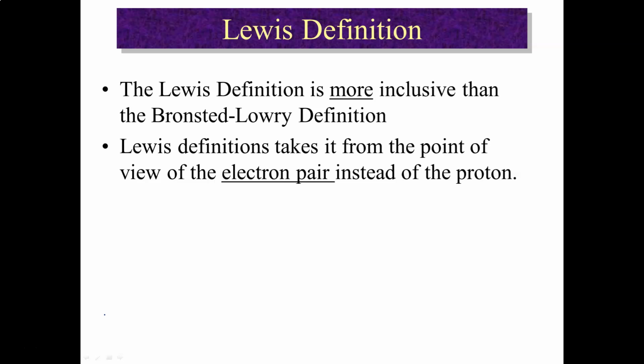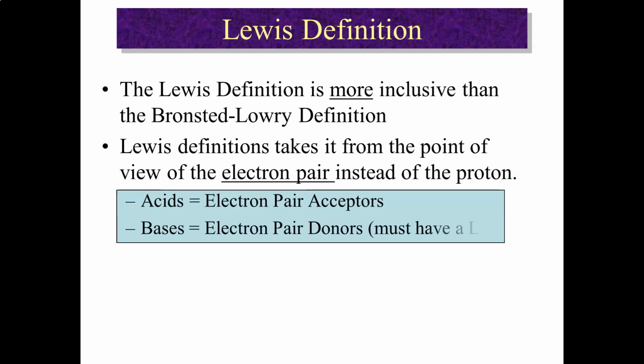And it takes the viewpoint of the electron pair instead of the proton. Even as I teach this, I always say the wrong thing, because I'm so used to saying proton, proton, proton, and hydrogen. That's what we're usually focused on with acids and bases. But for Lewis acids and bases, we're focused on the electron pair. So a Lewis acid is an electron pair acceptor, and a base is an electron pair donor. Okay, it must have a lone pair. So anyway, that's the main definition here.